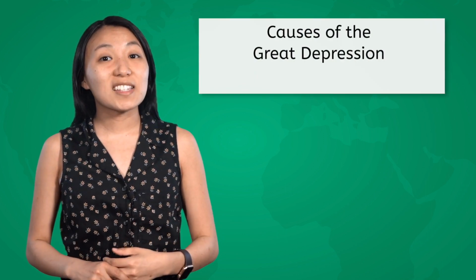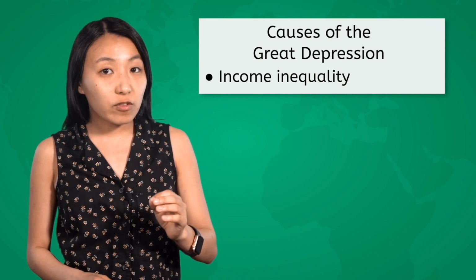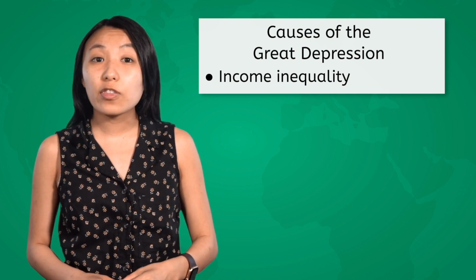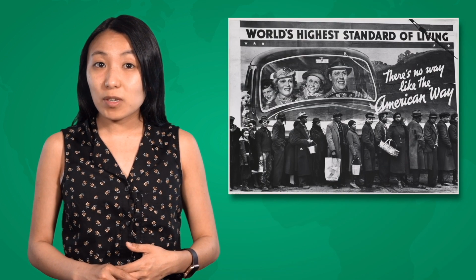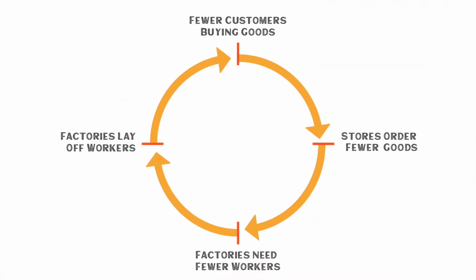But there was also a staggering amount of income inequality. The richest 5% of Americans took in 1/3 of all the income in the nation. That meant that most families couldn't afford these great new products. With fewer customers to buy these new products, stores ordered less. Ordering less meant factories needed fewer workers, which meant layoffs. Layoffs meant more families couldn't afford these fancy new products, creating a negative cycle that threatened the American economy.